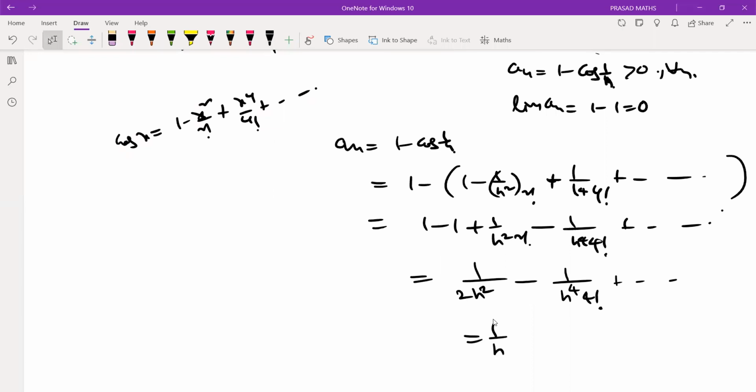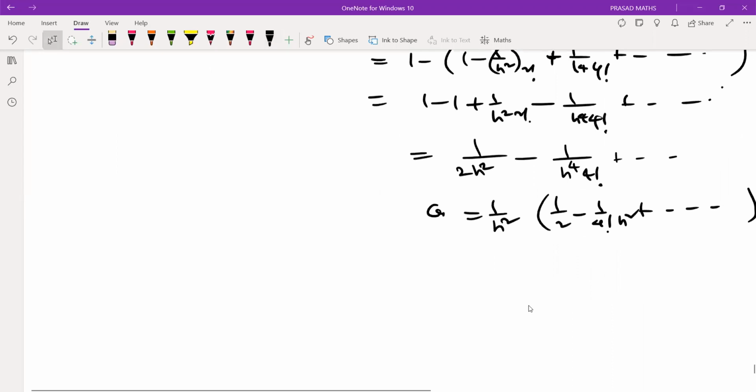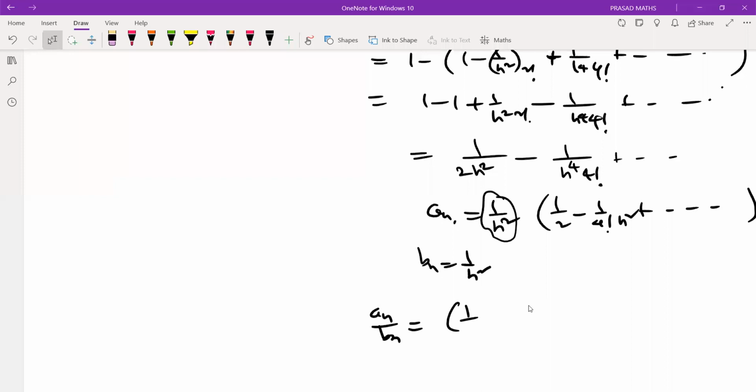This is what my argument is. Therefore, what I do is take common 1 by n square, 1 by 2 minus 1 by 4 factorial into n square going on. This is my an. Now what should you do for bn? Whatever is outside, consider that as bn. Therefore what is my an by bn? Compute an by bn. An by bn and this cancel. What you get is 1 by 2 minus 1 by 4 factorial n square plus going on. Therefore this tends to 1 by 2. 1 by n square tends to 0. Therefore the total tends to 0, the right side tends to 0.